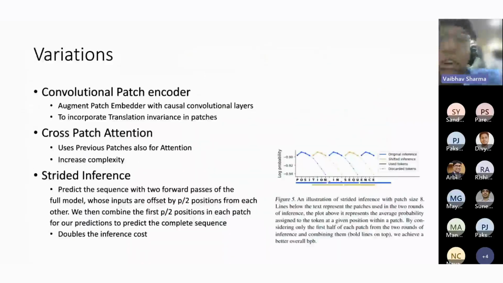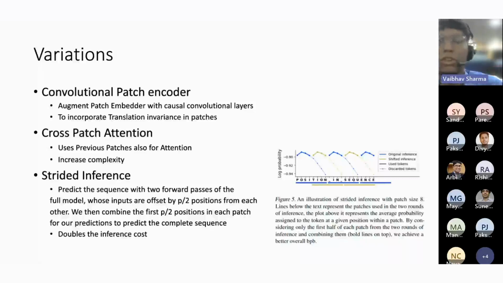And now we'll talk about these variations. If we want to include different kinds of variations, we can use convolutional patch encoders when the modality is, let's say, an image. If the modality is an image, then we will try to make it translation invariant also. For that, they augment the embedders with some 1D convolutional layers, which can be of kernel size 3 or 5 or something, increasing the kernel sizes.